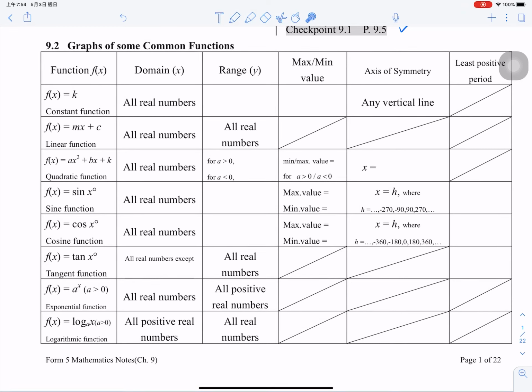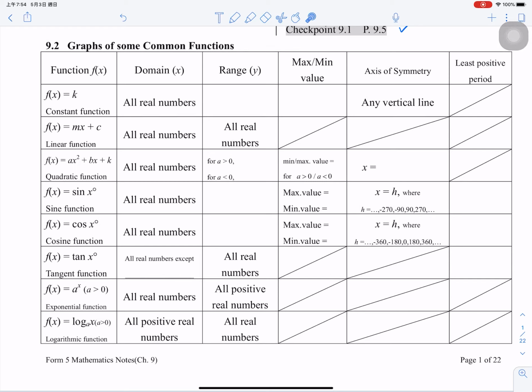9.2 Graphs of some common functions. Here, common functions, for those you've learned before, maybe not all of them, just some of them. Let's see about those functions and have a look at the features: the domain, range, maximum and minimum value, axis of symmetry, and whether they have a period or not.